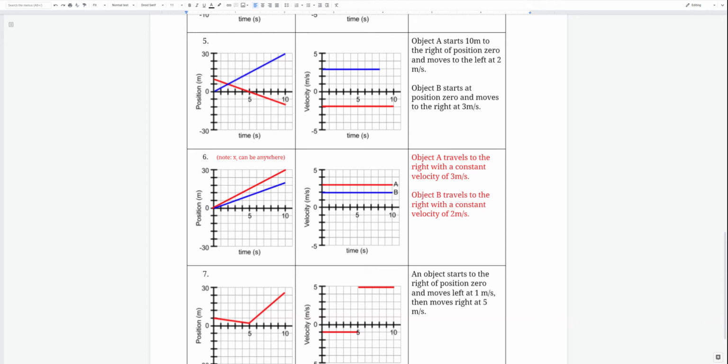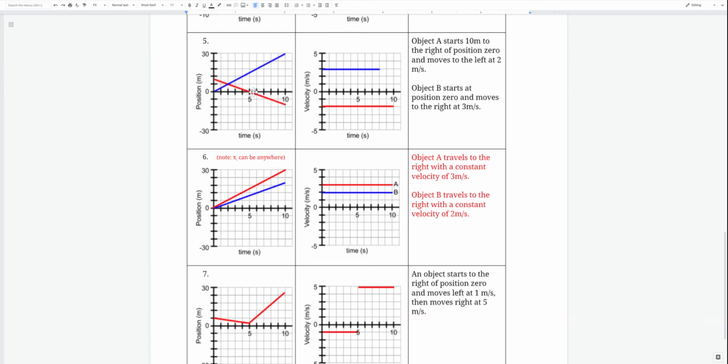So we will draw object A first. It starts 10 meters to the right of position 0. So right here we have object A, and it travels left at negative 2 meters per second. So take a look at its starting location there, and then negative 2 meters per second, you can just see the line is going down.